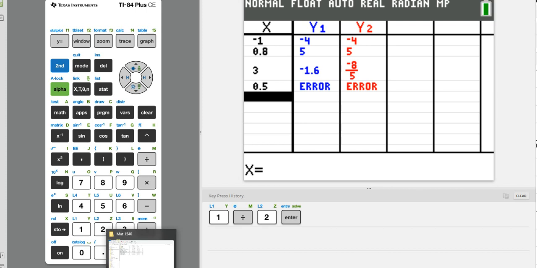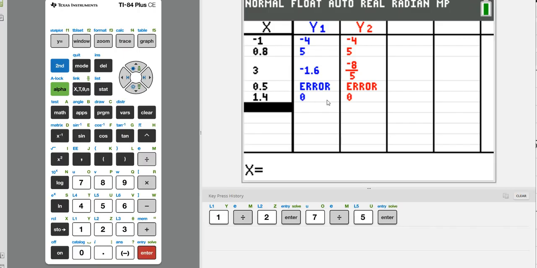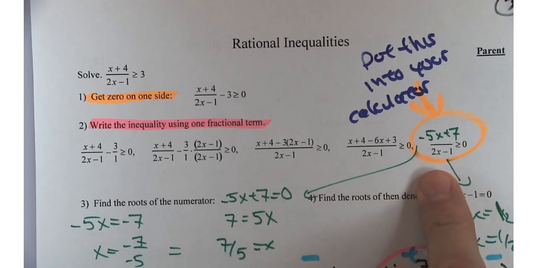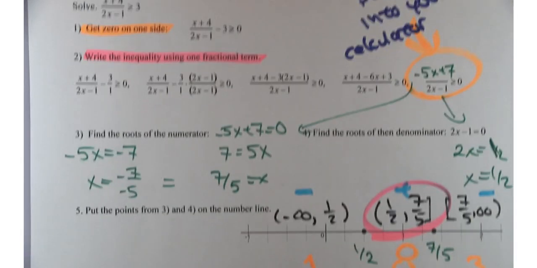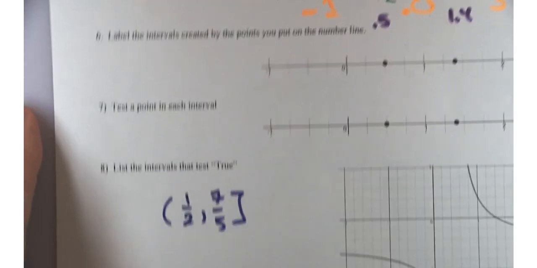Now if we put in 7/5, we actually included 7/5 as part of our answer, right? If you put in 7/5, you get a 0. Well, 0 is greater than or equal to 0, so that's why we're including the 7/5. But the 1/2 got a parenthesis because it creates an error, because it's not defined at that point. Yeah, you're dividing by 0. So that's exactly why we're including the 7/5, but not the 1/2.